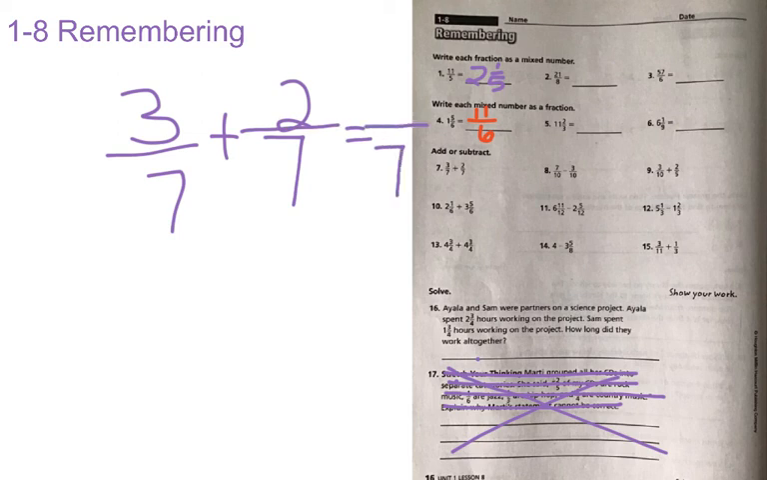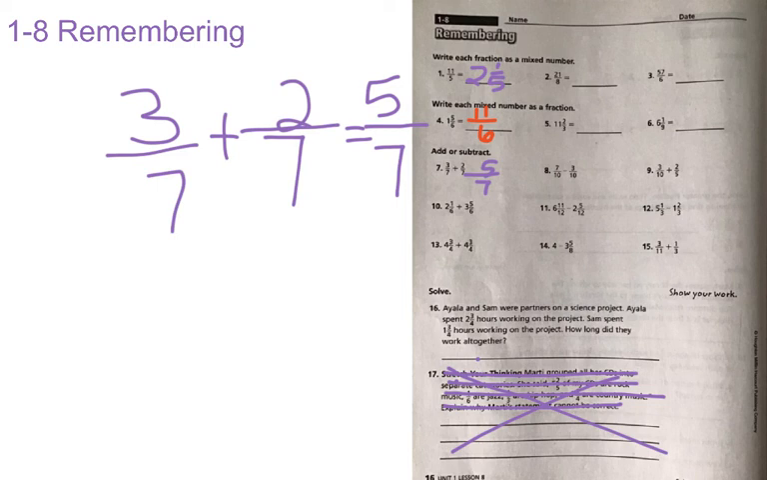In an addition and subtraction problem, if you have a common denominator, the denominator stays the same, and 3 plus 2 is equal to 5. And so 5/7 is number 7. Remember to show your work. They do give you space below 7 through 15 to show your work. Make sure you show your work, please.